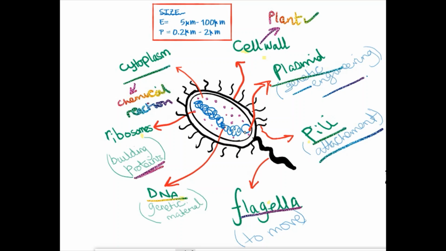We can also see the size of a eukaryotic cell compared to the prokaryotic cell. We can see that the prokaryotic cell is within the range of 0.2 micrometers to 2 micrometers, whereas the eukaryotic cell is within a range of 5 micrometers to 100 micrometers. So that means the prokaryotic cell is much smaller than a eukaryotic cell. Let's have a look at some exam questions. You can pause at this point and have a go at them if you'd like.